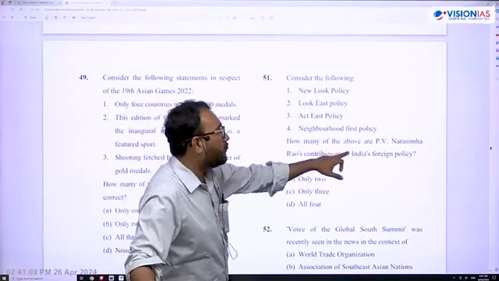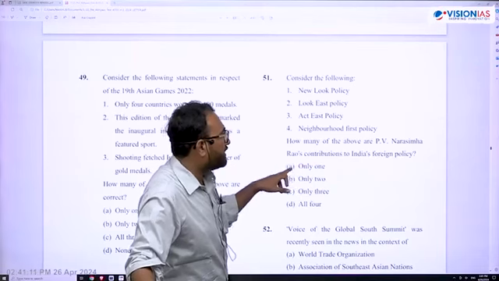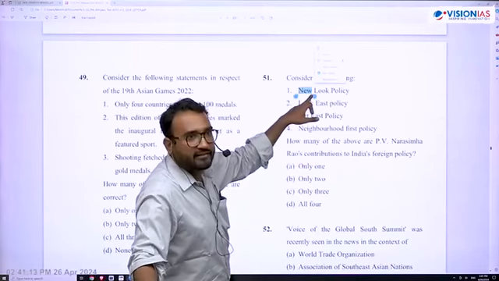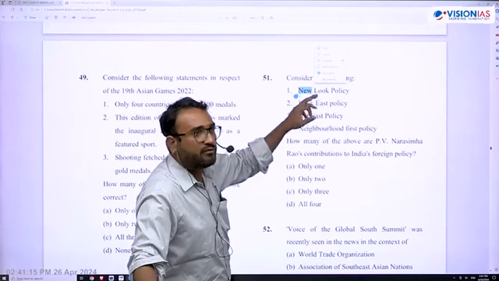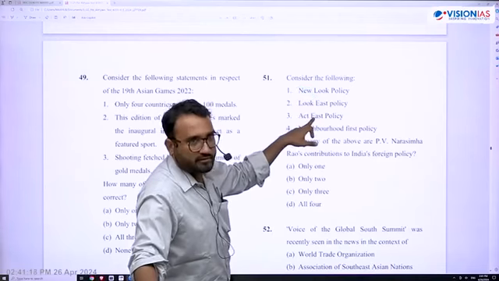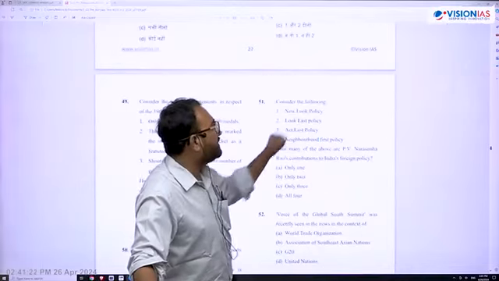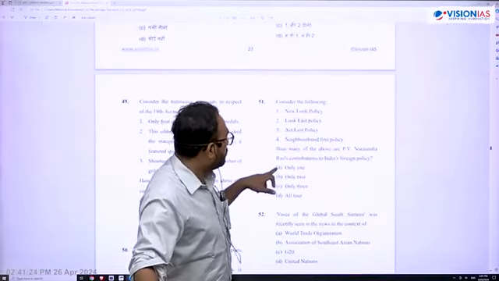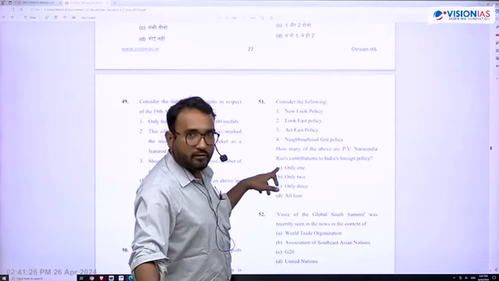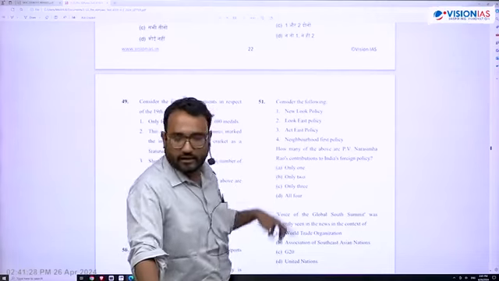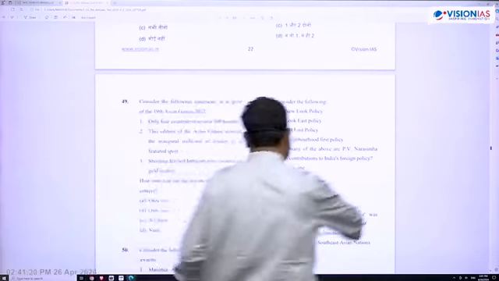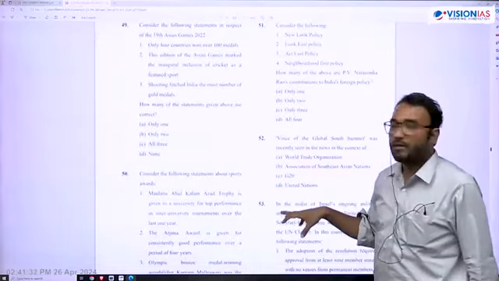So which of the following are PV Narasimha Rao ji's contribution to India's foreign policy? New look is an Eisenhower US president related to Russia and all. Act East is of course Prime Minister Modi ji. Neighborhood first policy is also there. So we will only settle for one. So 51A only one. Next question is 52. यह क्या है, सुनिए.